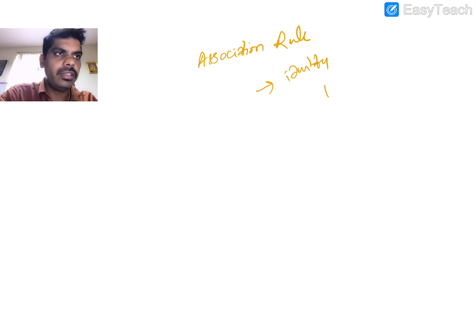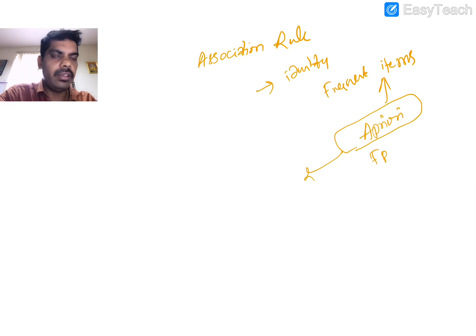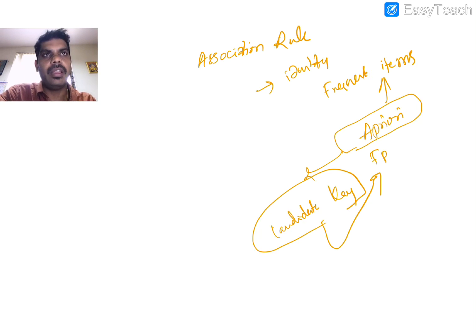What is the major task? Frequent item sets should be identified. In order to identify the frequent item sets, we are going to use some algorithms like the Apriori algorithm and the FP growth algorithm. We have discussed the Apriori algorithm. There the major drawback we are facing is candidate key generation. And in order to avoid that problem, what have we taken? FP growth algorithm.